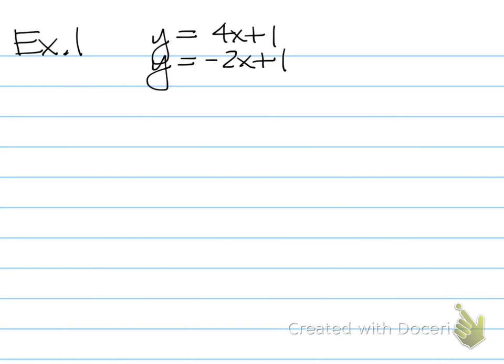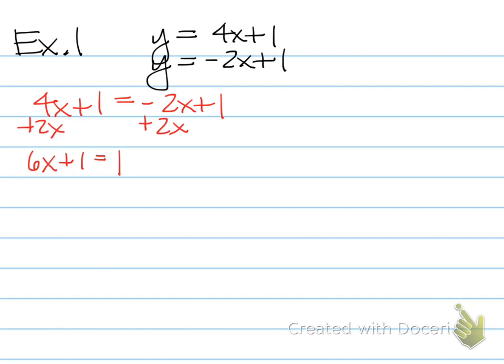Alright, in this example, both equations are already set equal to y, so we can plug in 4x plus 1 for the y in the second equation. We get 4x plus 1 equals negative 2x plus 1. Add 2x to both sides. We get 6x plus 1 equals 1, and then subtract 1 from both sides. We get 6x equals 0. Divide both sides by 6.